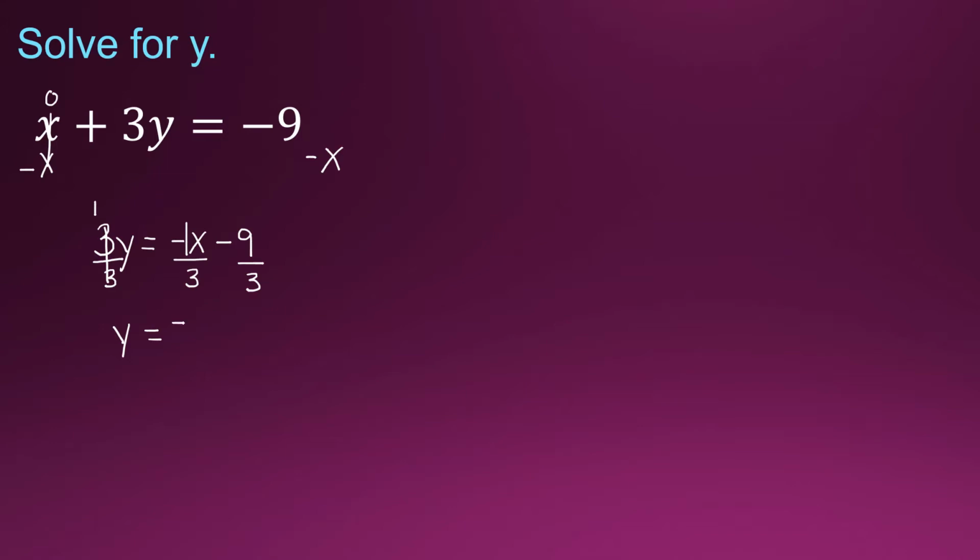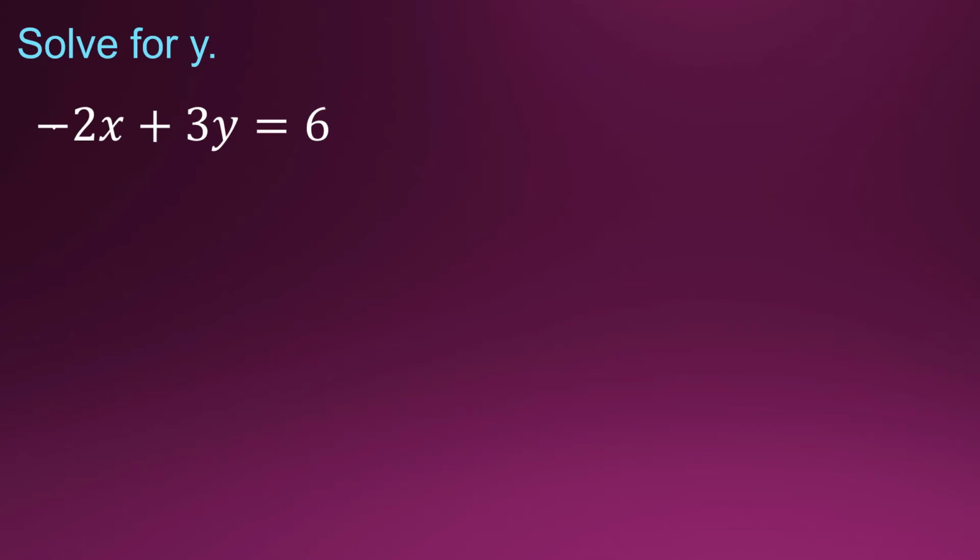Well, my numerator will be a negative 1. My denominator is a 3, and the x comes along with it. So that's negative 1/3 x. Over here I have a minus 9 divided by 3. Well, a minus divided by positive will still be a minus, and 9 divided by 3 is just 3. Again, 2 steps, and I'm finished. Here we go again.